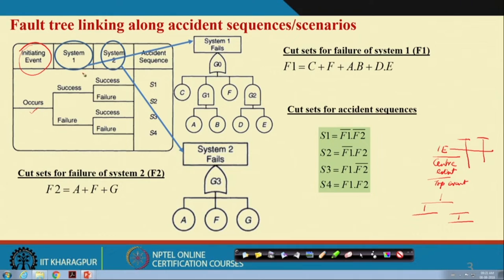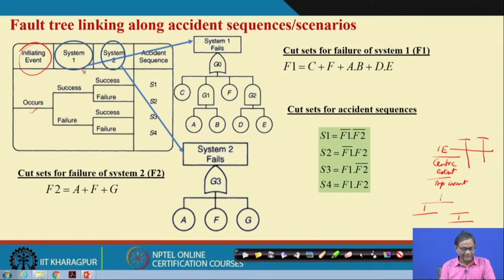In this particular example, there are two systems, one after another, and both are independent, they do not depend on each other. So, given this initiating event, the success and failure of the two systems are known, or you have to find out. By success, we mean that if this event occurs, then the system will be able to fight against this wrong thing, and then some kind of accident sequence or scenario will be generated. And if not, another kind of situation or scenario will be generated.